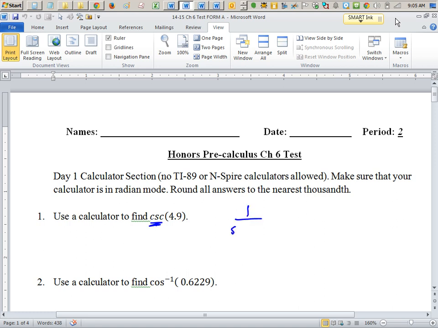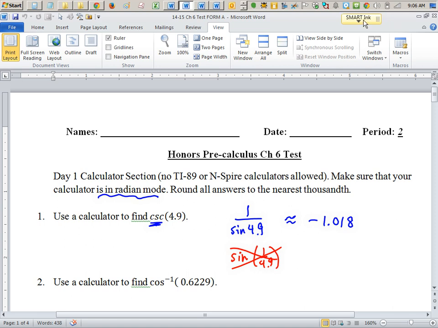So it's actually 1 over sine 4.9. You want to make sure your calculator's in radian mode as it says up above. Okay, so just type literally 1 over sine 4.9. So this comes out to negative 1.018 if you round to the nearest thousandth. So what people did wrong on this one was they tried to type it like this, sine of 1 over 4.9, which is not correct. Okay? So just remember, cosecant means 1 over sine, is what it means.